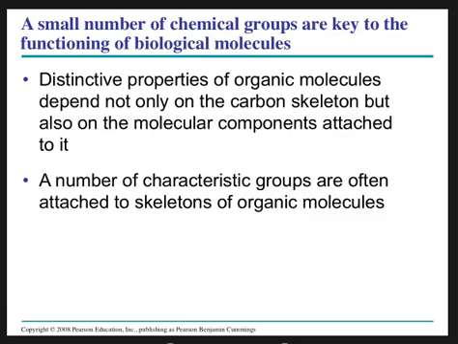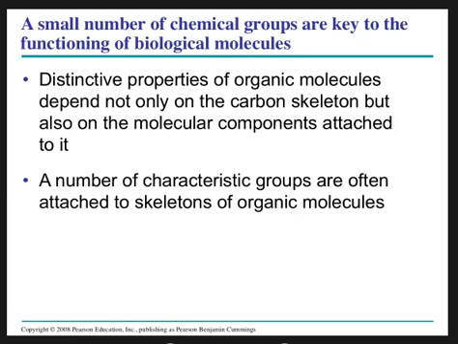Okay, picking up with video 3 for chapter 4 on carbon and molecular diversity of life, we need to talk about some chemical groups that are going to be key in how some of these biological molecules function. These small chemical groups are going to be very distinctive in the properties that they lend to the overall function of the molecule.